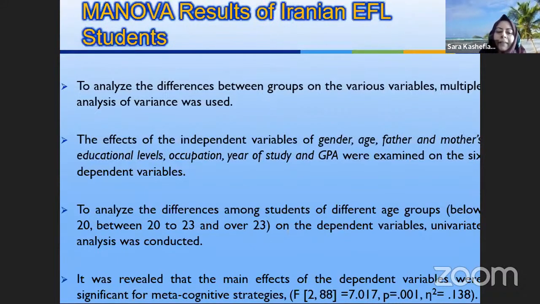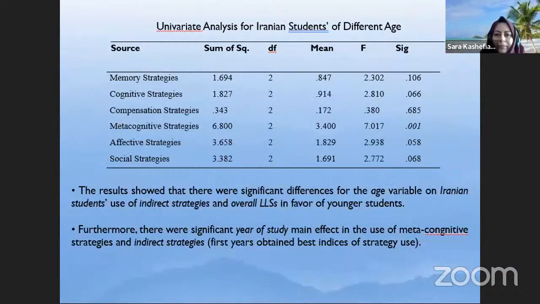It was revealed that the main effects of the dependent variables were significant for metacognitive strategies. The results are shown in the next slide. So you see, for metacognitive strategies, we have a p-value of 0.001. The results show that there were significant differences for the age variable on Iranian students' use of indirect strategies and overall language learning strategies in favor of younger students.